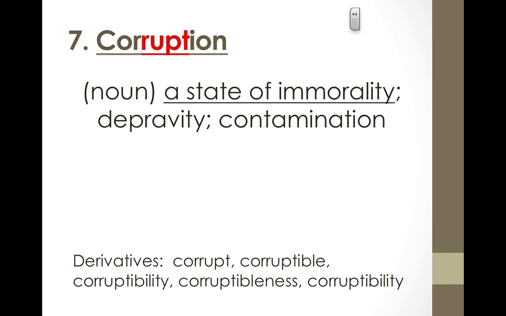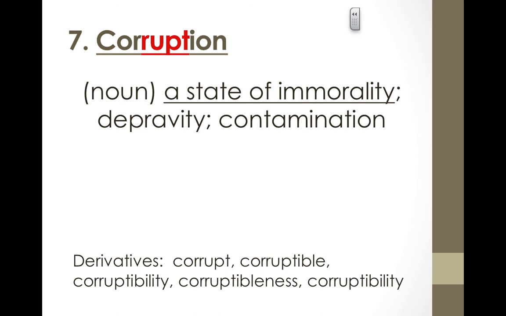Number 7 is the word corruption. You'll notice that there are actually 3 word parts here. We have the prefix cor, which means with or together. We have the root rupt, which means to break, and then we have the suffix ion, which tells us that this is going to be a noun. Corruption means a state of immorality, depravity, or contamination.